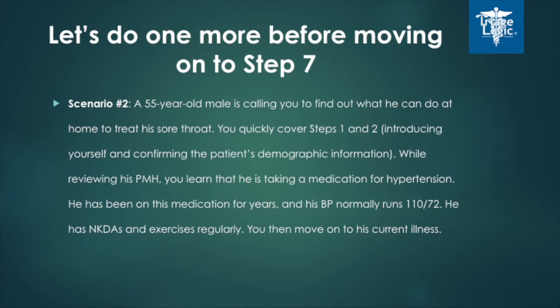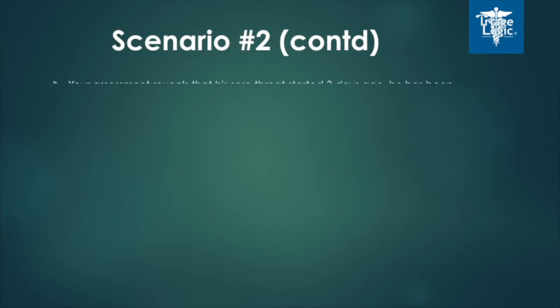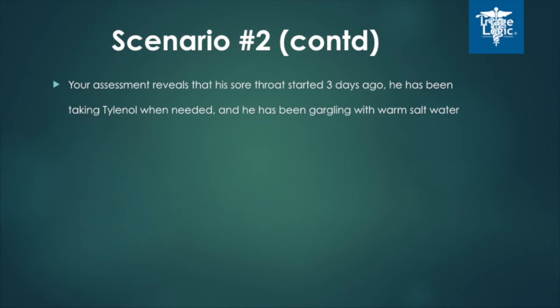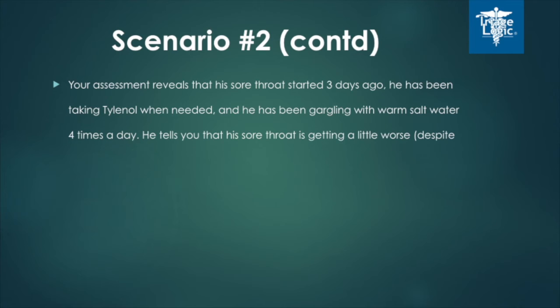While reviewing his past medical history, you learn that he is taking a medication for hypertension. He's been on this medication for years, and his blood pressure normally runs 110/72 on his medication. He has no known drug allergies and exercises regularly. Now you're on to his current illness. Your assessment reveals that his sore throat started 3 days ago, and he's been taking Tylenol when needed and gargling with warm salt water 4 times a day.